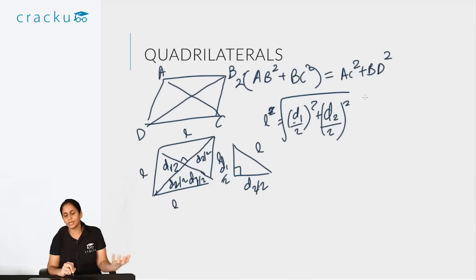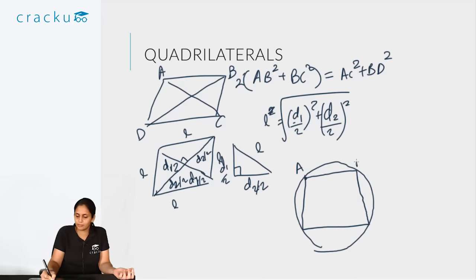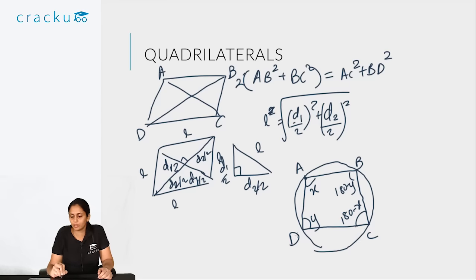The last quadrilateral we'll take a look at is a cyclic quadrilateral. A cyclic quadrilateral is a quadrilateral whose vertices lie on the circumference of a circle. So that is ABCD. In a cyclic quadrilateral, the opposite angles are supplementary to each other. So if this is X, this is 180 minus X. If this is Y, then this is 180 minus Y. That is the basic concept of a cyclic quadrilateral.